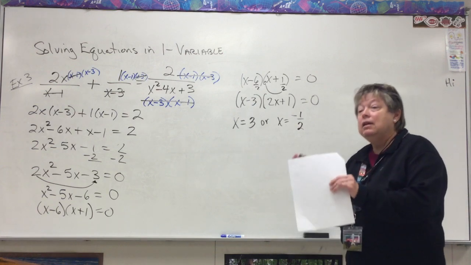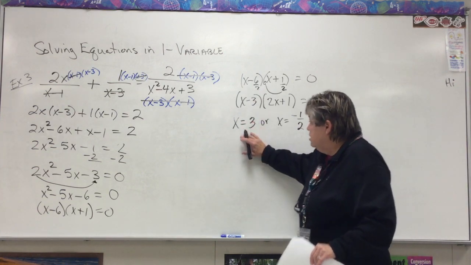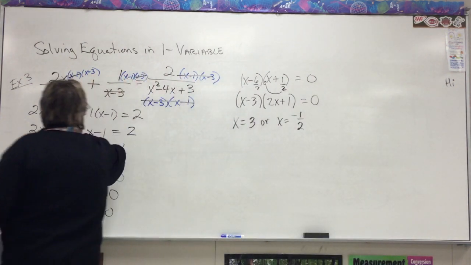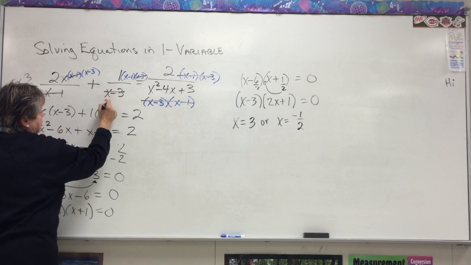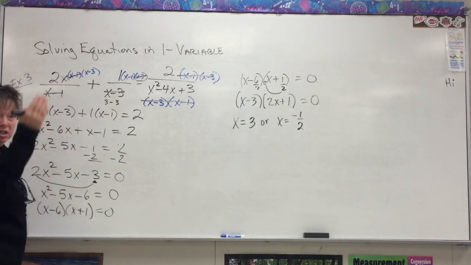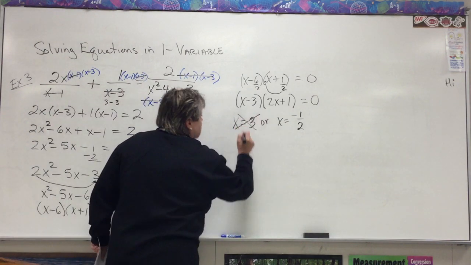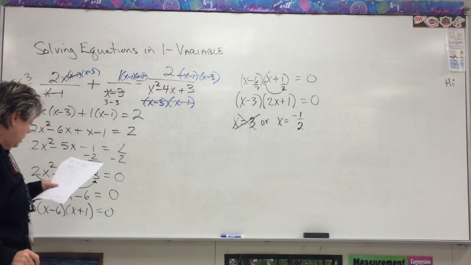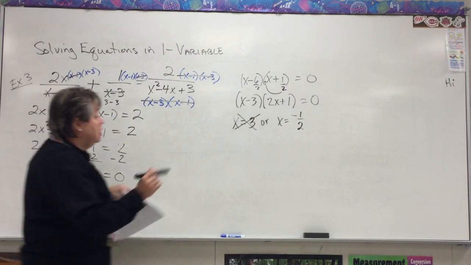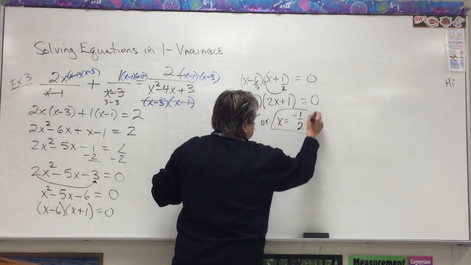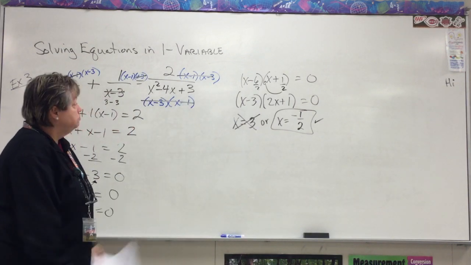Okay, so again, must check your answers. You have to. All right, so take this 3 back to the original. Okay, well, look right here. If you put a 3 here, 3 minus 3 is 0. Can you have a 0 in a denominator? You know the answer to that. Absolutely not. Okay? And if I check my negative 1/2, and again, I'm kind of out of space, you're going to actually find that this one works. Okay? So that one is an okay answer.